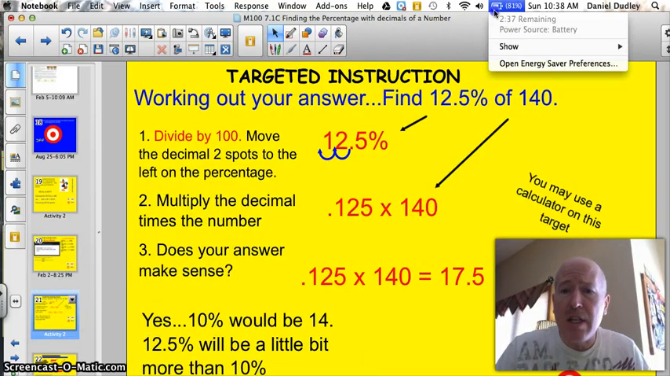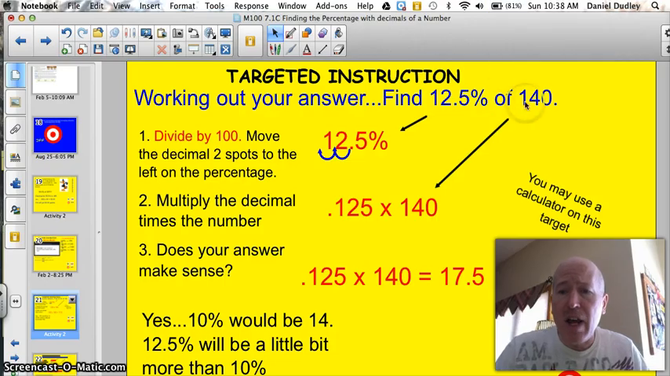Let's see if we can find what 12.5% of 140 is. All right, well, I write out 12.5%. I'm going to divide by 100, so I'm going to move that decimal two spots to the left. Gives me this decimal of 0.125, times 140, and 0.125 times 140 is 17.5.